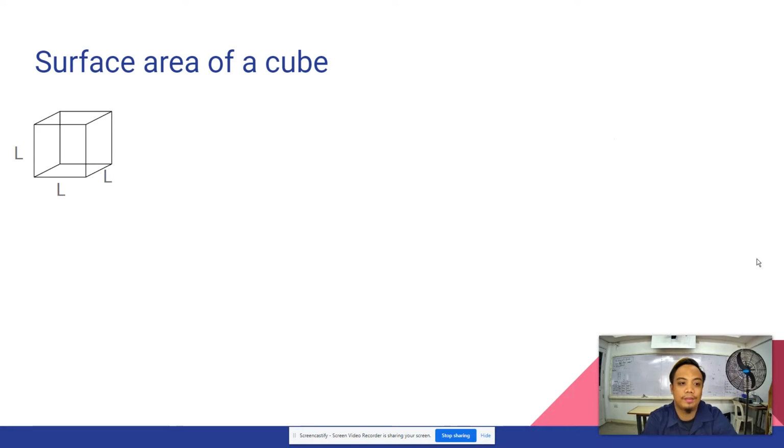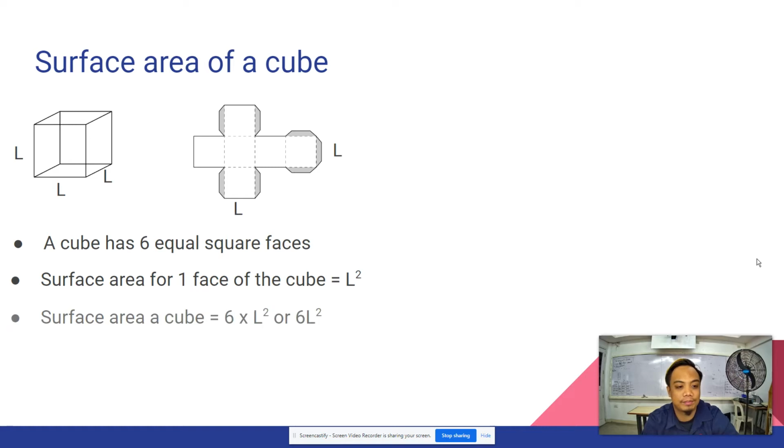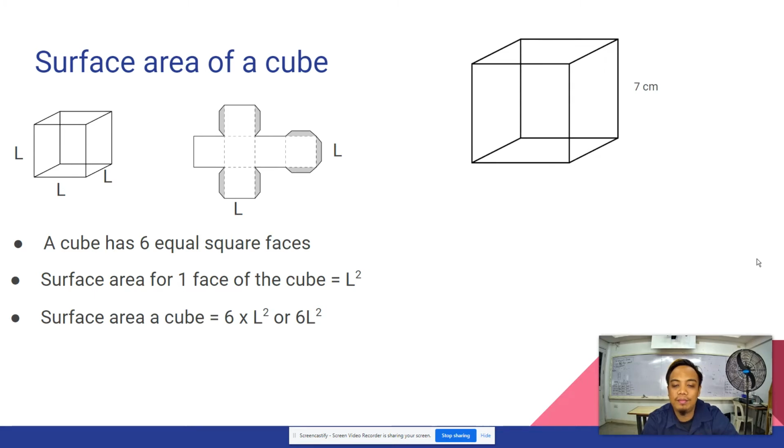So this is a cube. This is the length of a cube. This is the net. A cube has 6 equal square faces. Remember that they have equal measurements. So the surface area of one face of the cube is L squared. The surface area of a cube is 6 times L squared, or 6L squared.